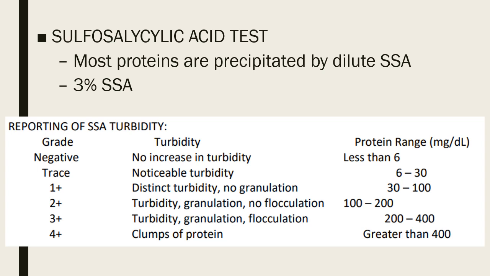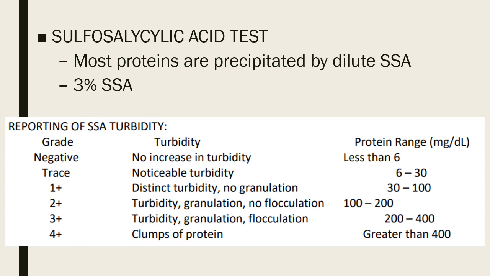Your sulfosalicylic acid is an acidic reagent, and most proteins are precipitated by dilute sulfosalicylic acid. The reagent is 3% sulfosalicylic acid. Here you have the grading: 3 ml of 3% sulfosalicylic acid plus 3 ml of urine. If your sample is clear, there is no need to centrifuge. But if your sample is cloudy, then you centrifuge.